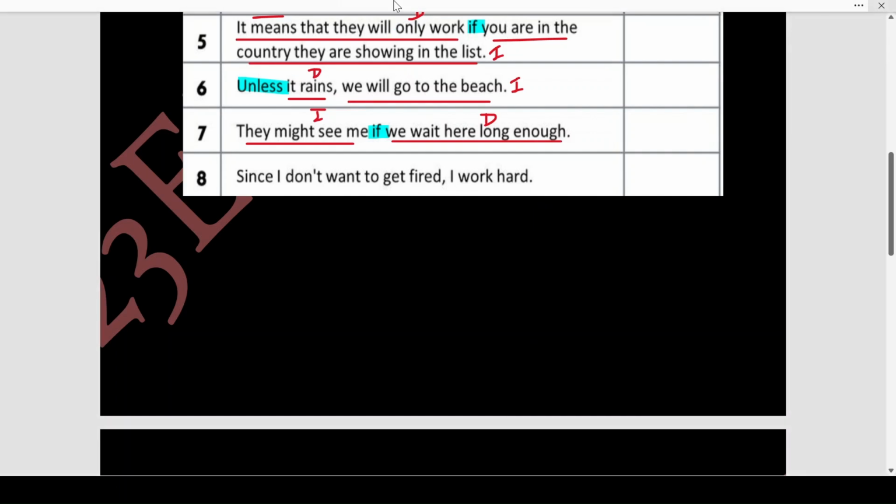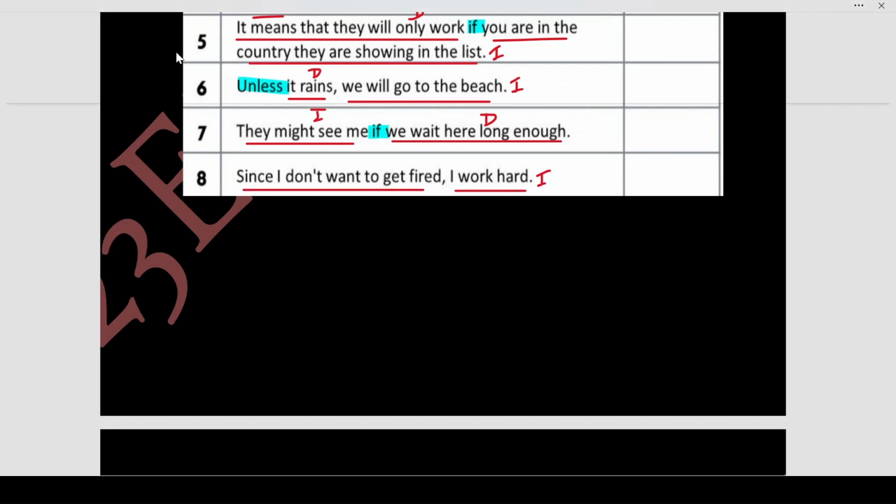Now, the eighth one. Since I don't want to get fired, I work hard. "I work hard" is your independent clause, okay, because it has a subject and a verb also. Now, "since I don't want to get fired" is the dependent clause.